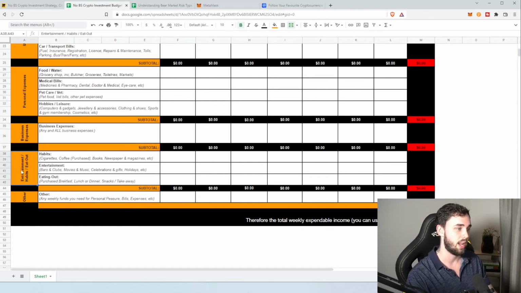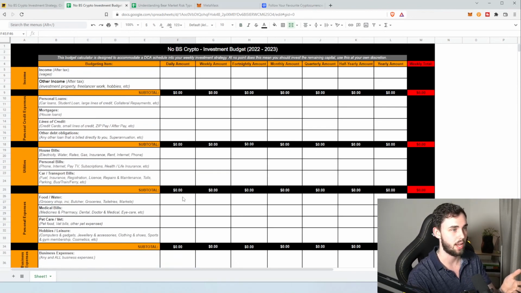Then down here, you've got entertainment habits and eating out. Now, this is particularly the leisure type things, but again, we'll get into that in a second. And other, so anything else that you potentially have. Now, this is bills. You would enter that in the bottom here, okay? So let's just quickly go over it and let's just play around with it.